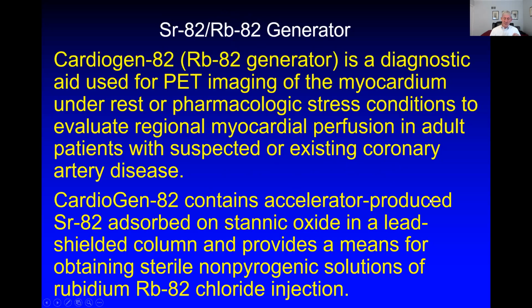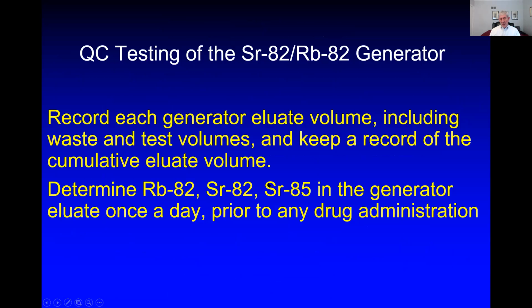So what's in this generator? The strontium is the parent, and just like molybdenum was bound to aluminum oxide, here the strontium is bound to tin oxide, stannic oxide, and of course the column is lead shielded, just like in the technetium generator. And that generator provides a way for us to elute the rubidium and obtain it in sterile and pyrogen-free form. A lot of record keeping is involved here, and unlike the Molytech generator, which is very easy to use, this is very complex, and you'll see from a diagram that's coming up shortly how complex. There's a lot of record keeping involved.